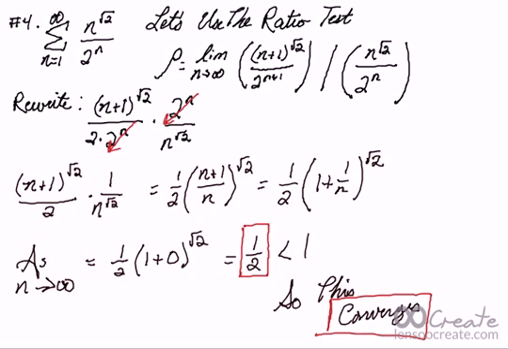And that is less than 1. And so according to theorem number 12 for the ratio test, the series will converge if rho is less than 1, and rho in this case is less than 1, so this converges.